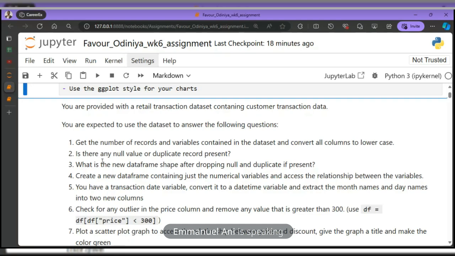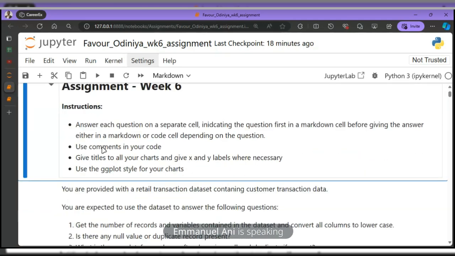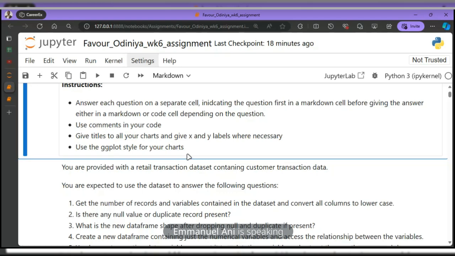So you need to give a title to your charts and also label your Y and X axis where necessary, right? Because sometimes you don't actually need to label your X axis. If you have, let's say, days of the week on your X axis, there's no need to label it again as days of the week, because seeing it, someone already knows that these are days of the week, right? So the labeling is to kind of explain what is on the X axis or the Y axis, all right?